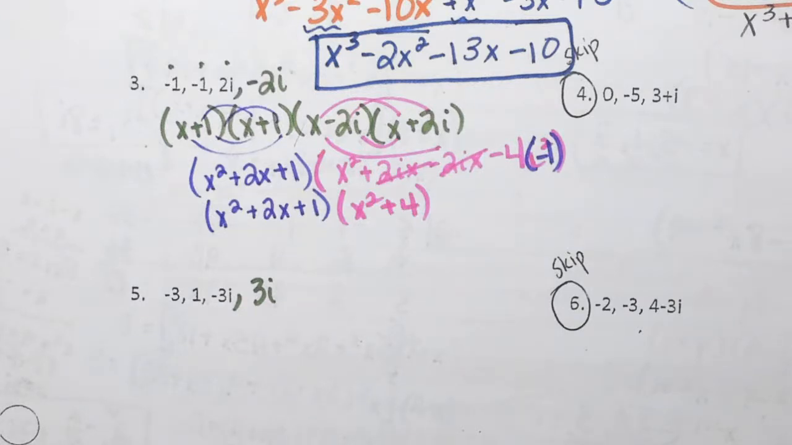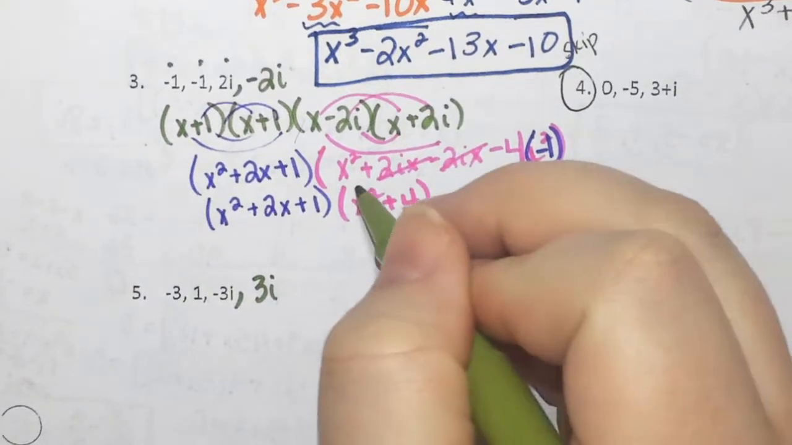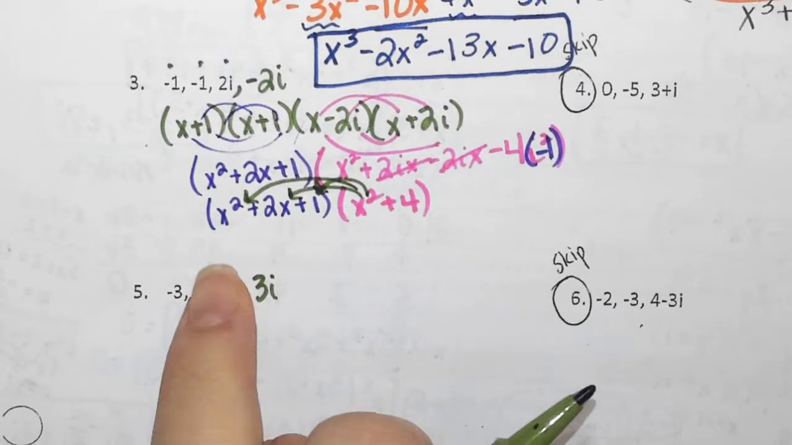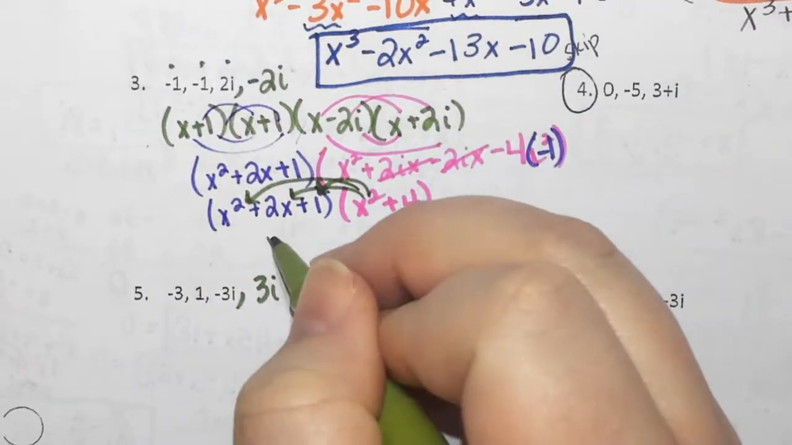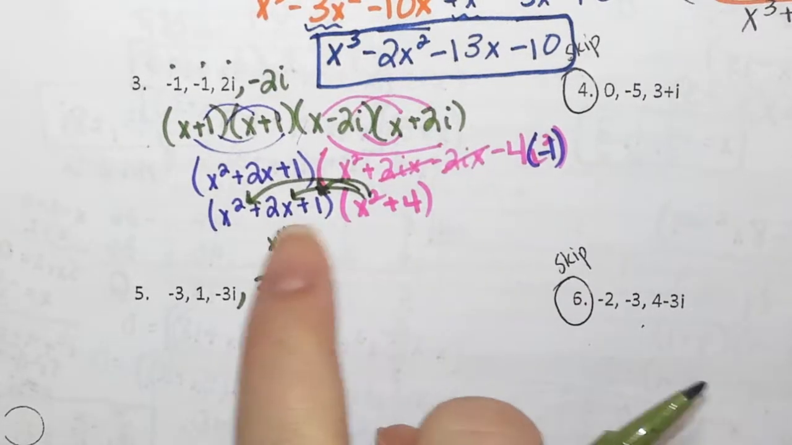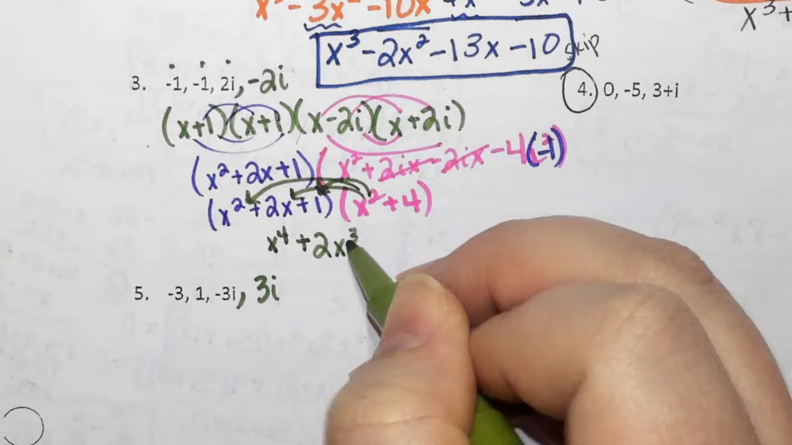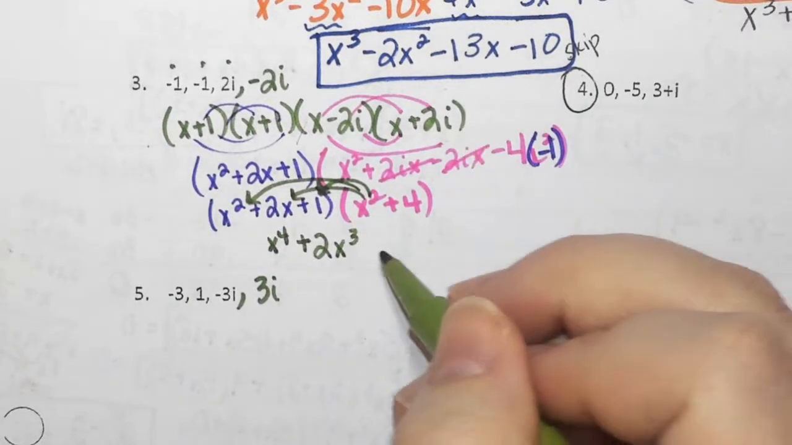And now I get to have some fun distributing because I've got to give the x squared to everybody. X squared times x squared is x to the 4th. X squared times 2x is going to be 2x to the 3rd. X squared times 1 is just x squared.